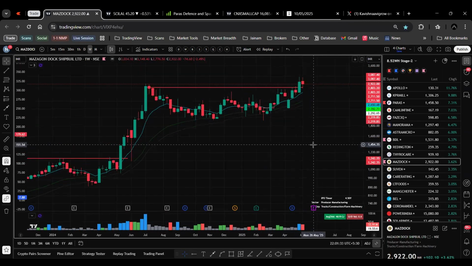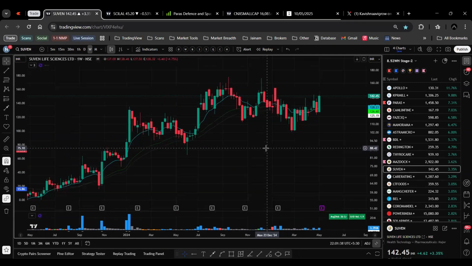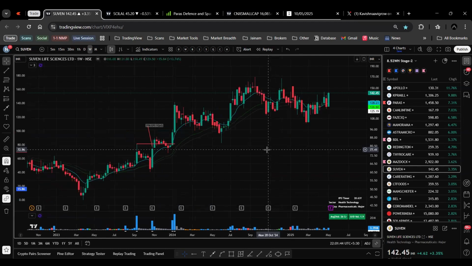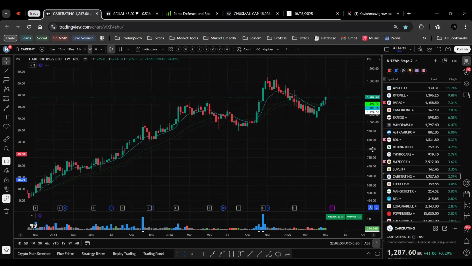Masdog, no question asked. It is such a smooth mover. We'll keep it in the watch list. Suven Life Science. What do you think of this chart? I know we are going very slow, but the point of this whole exercise is to help you understand what to look for. Yes, correct. Very choppy. Yeah, right. Very choppy. Not keeping it.